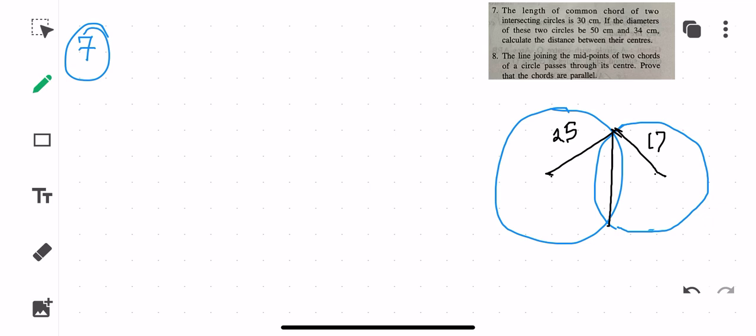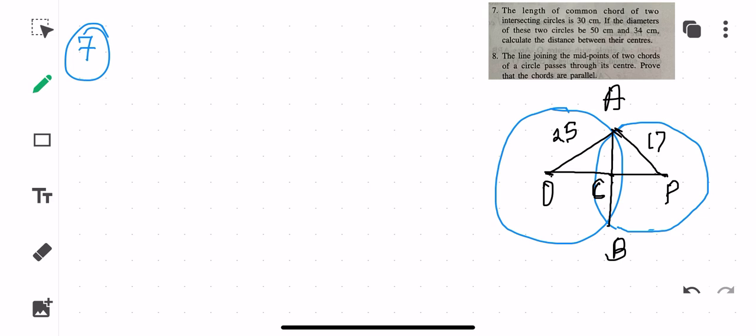Now I'll be joining both of them. Basically, from the center I am dropping a perpendicular. From here also I am dropping a perpendicular like this. Now I will be just naming them. Let AB be the chord and let O and P be the centers. Then we can take the point of intersection as C. It is the line joining the centers of both the circles.